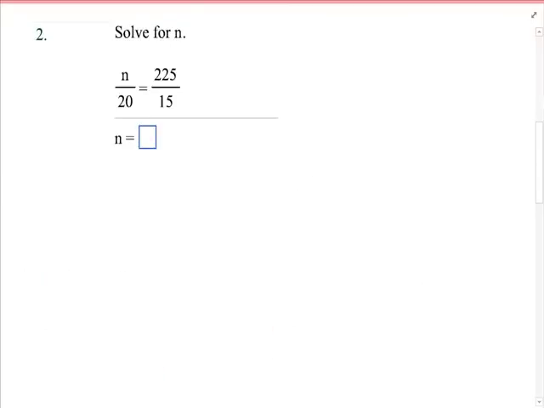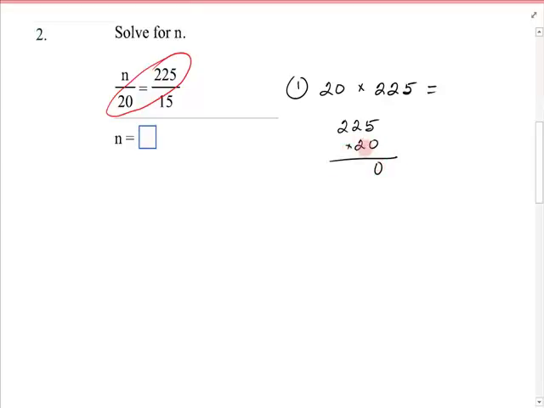In this one, solve the proportion for n. This is the cross product that has two numbers in it. So step number one, 20 times 225. Okay, that's 225 times 20. That's 0. Then I can go ahead and multiply. 2 times 5 is 10, carry the 1. 2 times 2 is 4, plus 1 is 5.